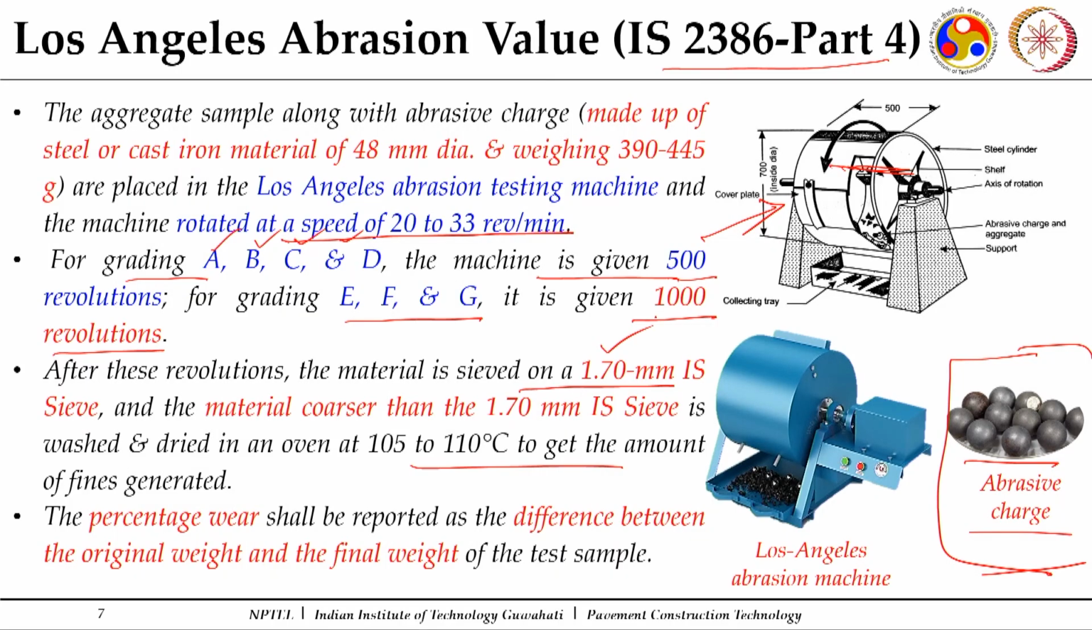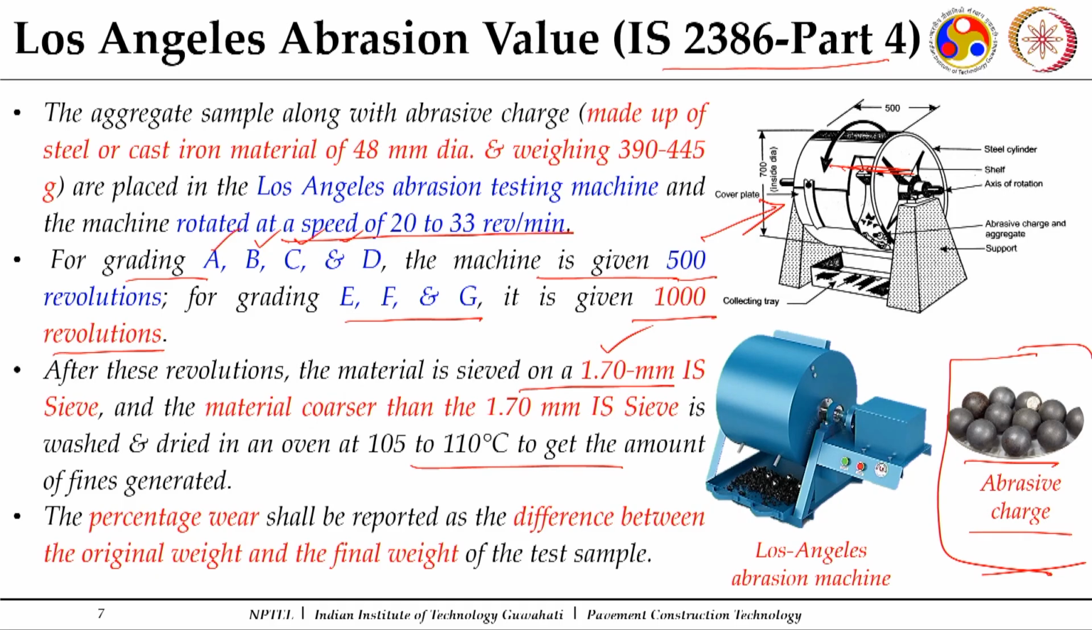So your initial weight was the oven dried initial weight, which you first inserted into this cylindrical chamber, and the other one which was retained on the 1.7 mm sieve, wet washed and then dried. You subtract this one, and it will give you the amount which is finer than this one. So the more fines generated, the weaker the aggregate is; the fewer the fines generated, the stronger the aggregate is.